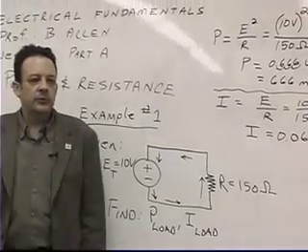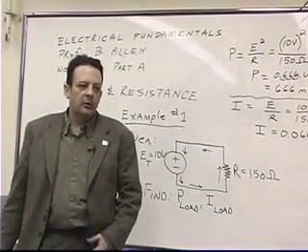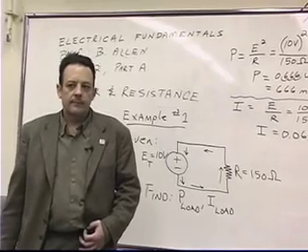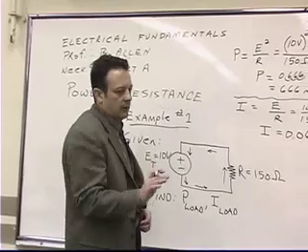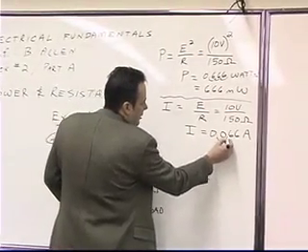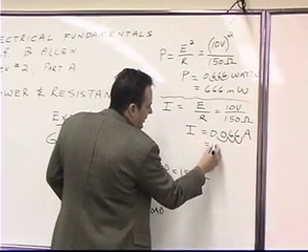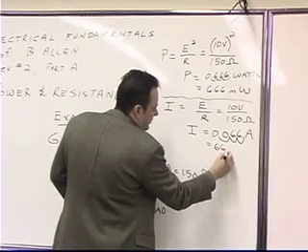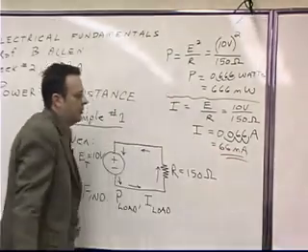Now, if we wanted to express that in milliamps, how would we go about doing that? We would move the decimal 3 places. Which direction? To the right. To the right. So our decimal would go 1, 2, 3. So that would be the same thing as 66 milliamps. And that would be the current.